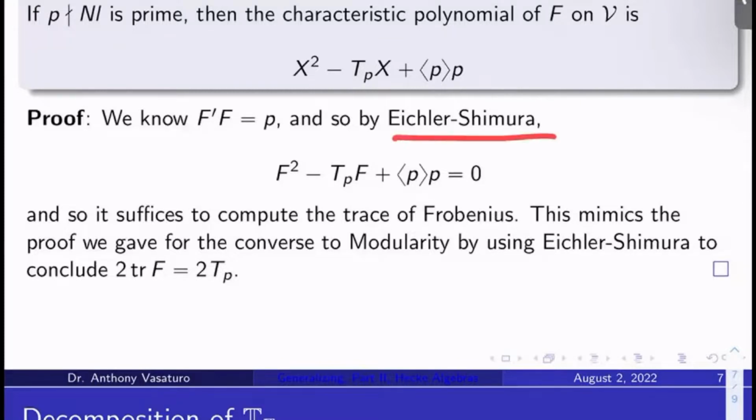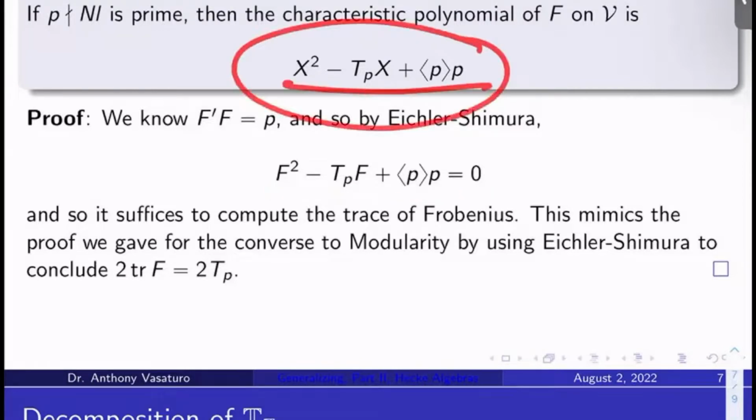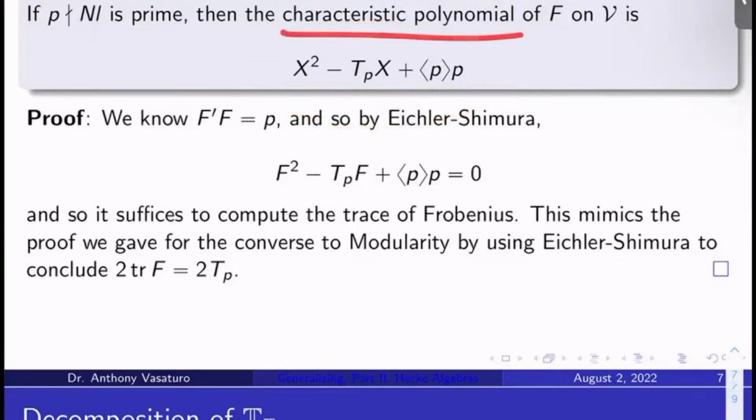So by Eichler-Shimura, this is a quick exercise. F squared minus T_p F plus diamond of p p equals 0. In other words, F does satisfy the characteristic polynomial. That's easy to check. So then to check that it's actually the characteristic polynomial of F on V, you just have to compute the trace of Frobenius. And we've essentially already done that.